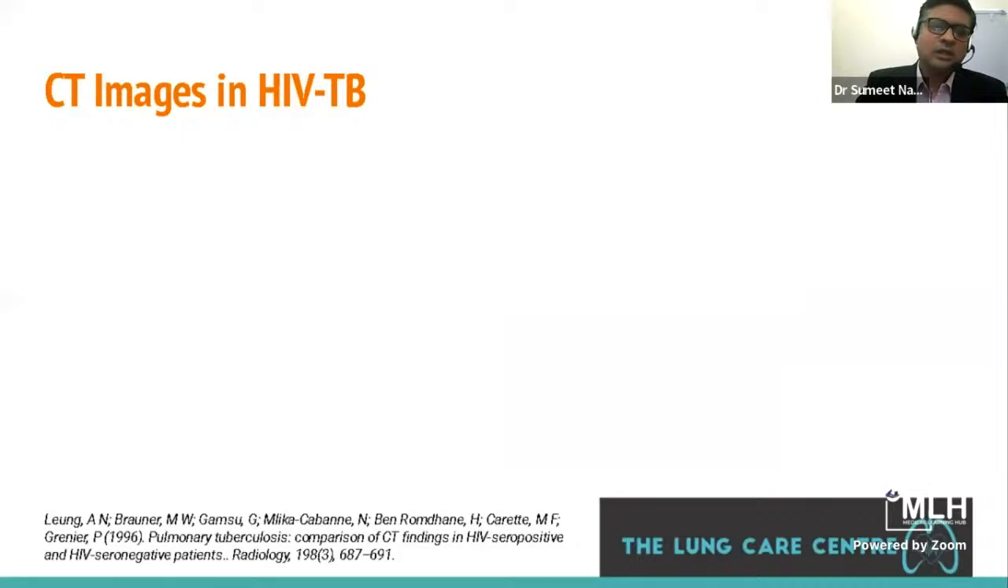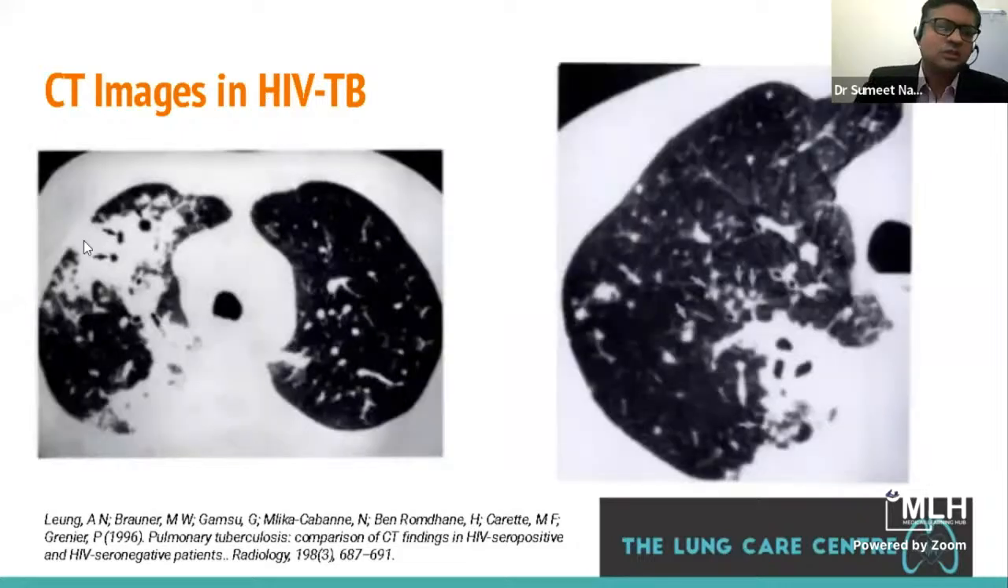Again, these are the CT scans. On the left side, we see diffuse consolidations with some breakdown and some nodules as well. On the right as well, we can see a consolidation with some tissue breakdown in between, and various other randomly placed nodules which are confluencing, and some of them are again calcifying. So these are the common radiological pictures of HIV tuberculosis co-infection.